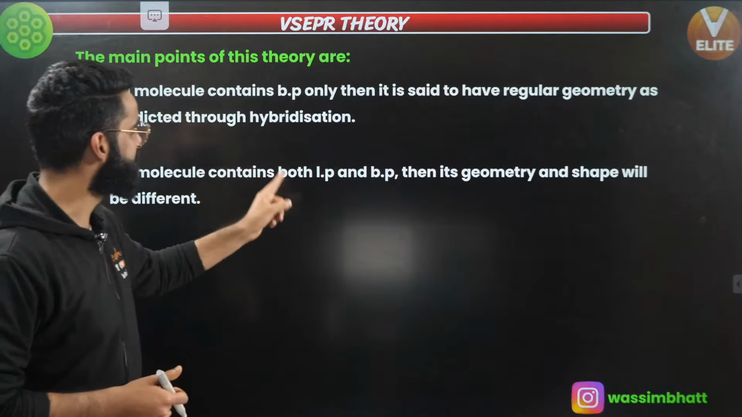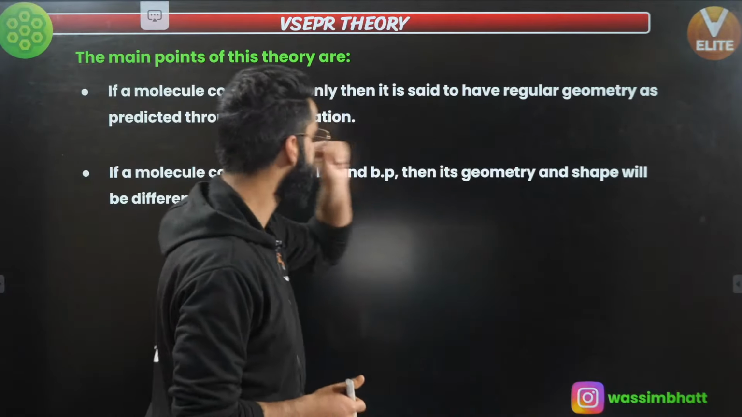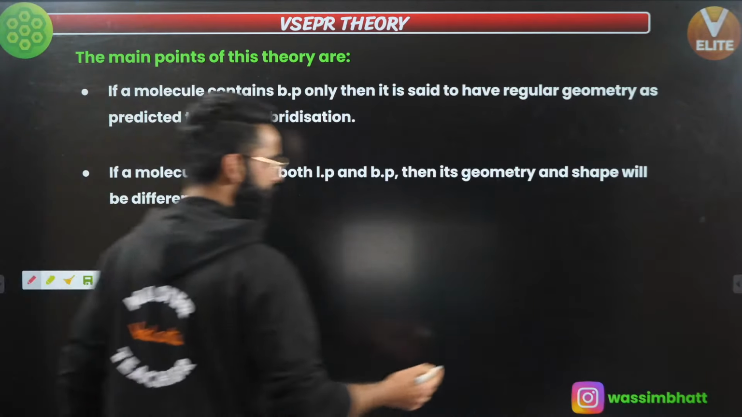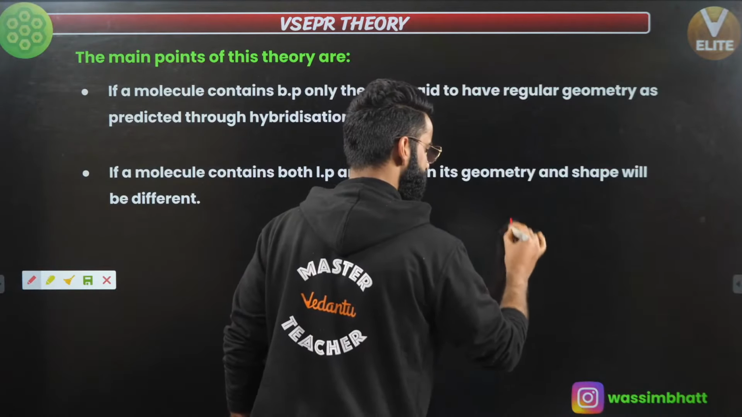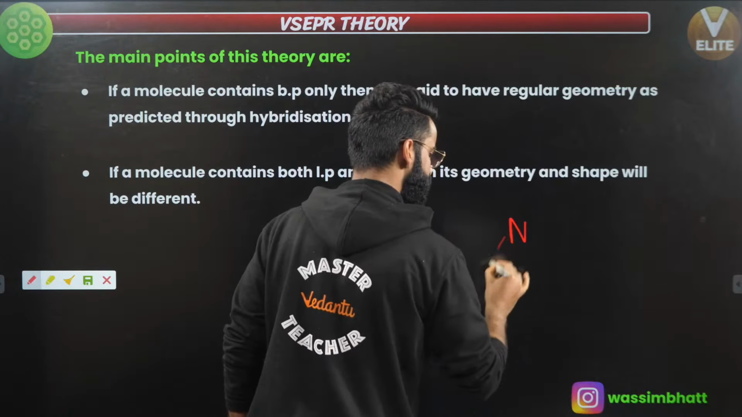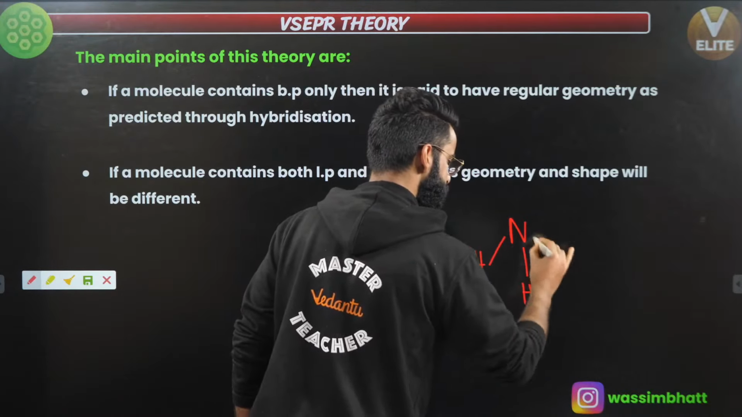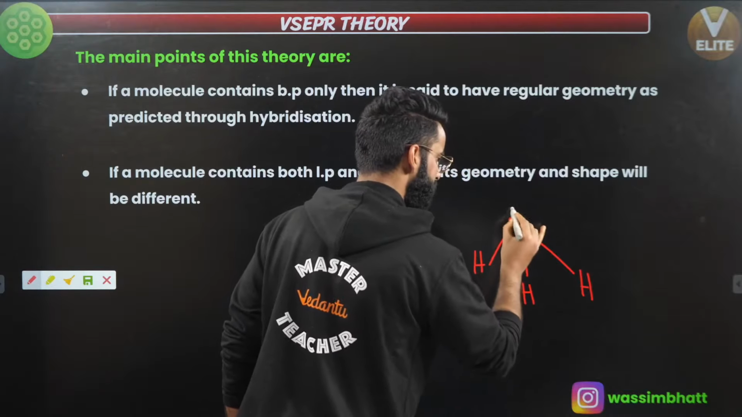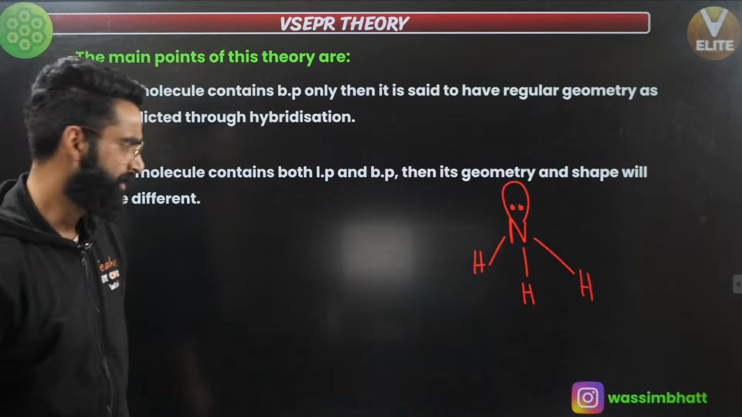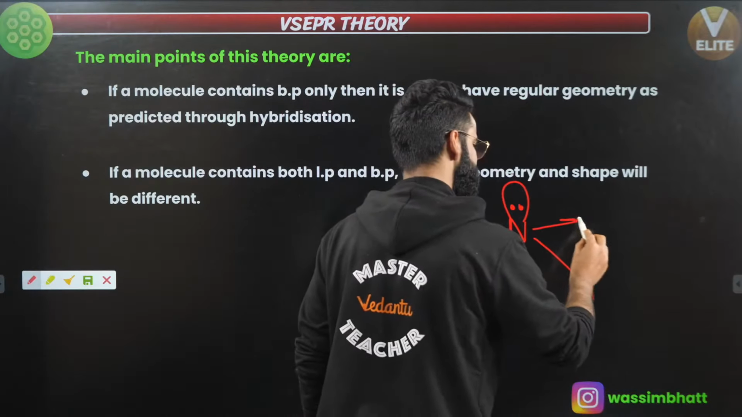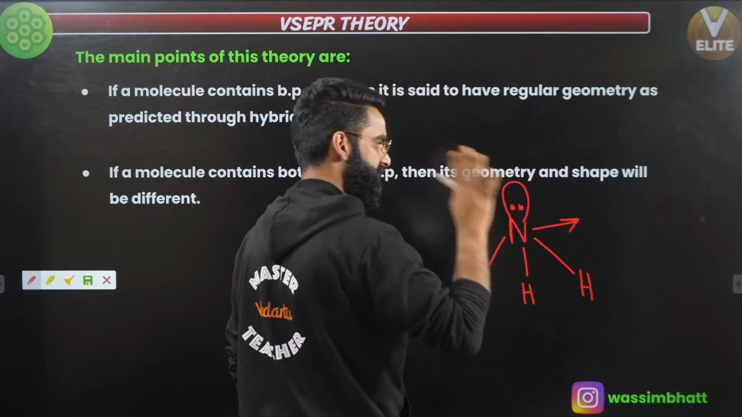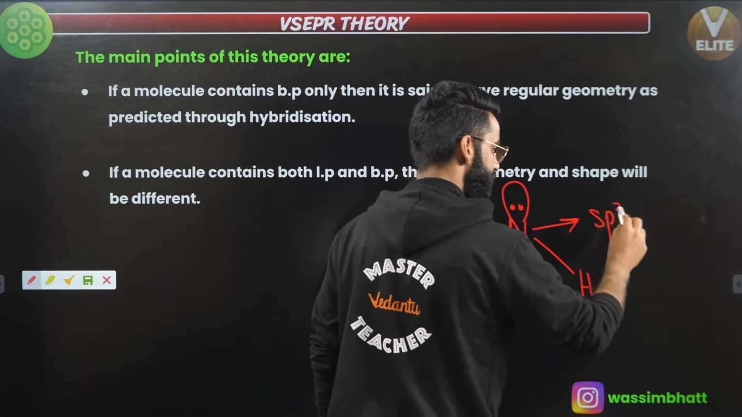If the molecule contains both lone pairs and bond pairs, then its geometry and shape will be different, okay? For example, let's say I've got the molecule NH3. As you must know by now, in NH3, nitrogen has one lone pair. Here we have 3 bond pairs and 1 lone pair. This is the lone pair which the nitrogen has. If I ask you the hybridization of this nitrogen, you'll simply say it has 3 bond pairs, 1 lone pair, steric number 4, so its hybridization is sp3, right?